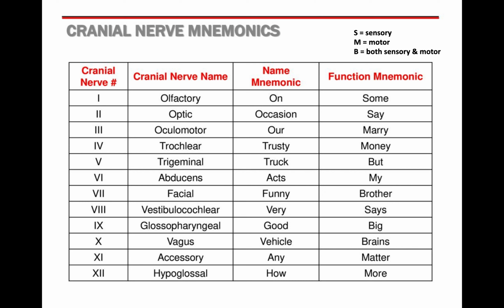In addition, there's another mnemonic device that you can use to help you remember whether each cranial nerve, from the first to the 12th, is sensory, motor, or contains both sensory and motor information, and it's this sentence here. If the word in the sentence starts with an S, it's a sensory only nerve. If the word starts with an M, it's a motor only nerve. And if it starts with a B, it means that it contains both sensory and motor neurons, which means it's mixed. Okay, so in this case, some say marry money, but my brother says big brains matter more.